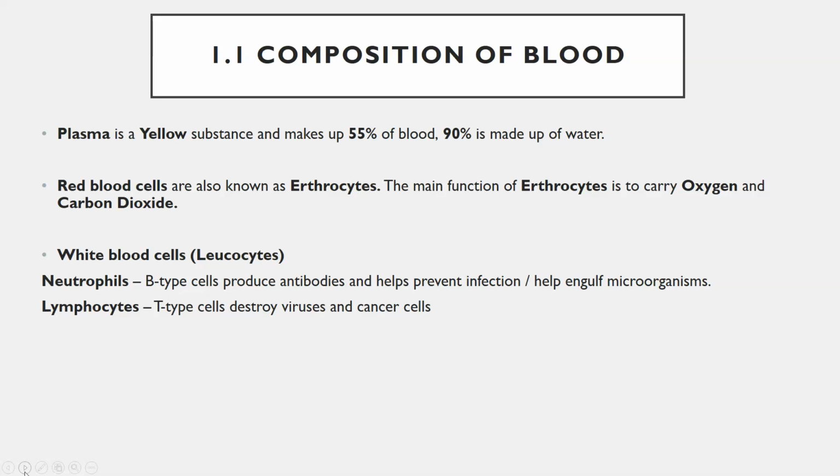Lymphocytes, T-type cells, destroy viruses and cancer cells. Monocytes remove dead cells and antibacteria. And then also we have platelets that help with blood clotting. So that is the composition of blood.